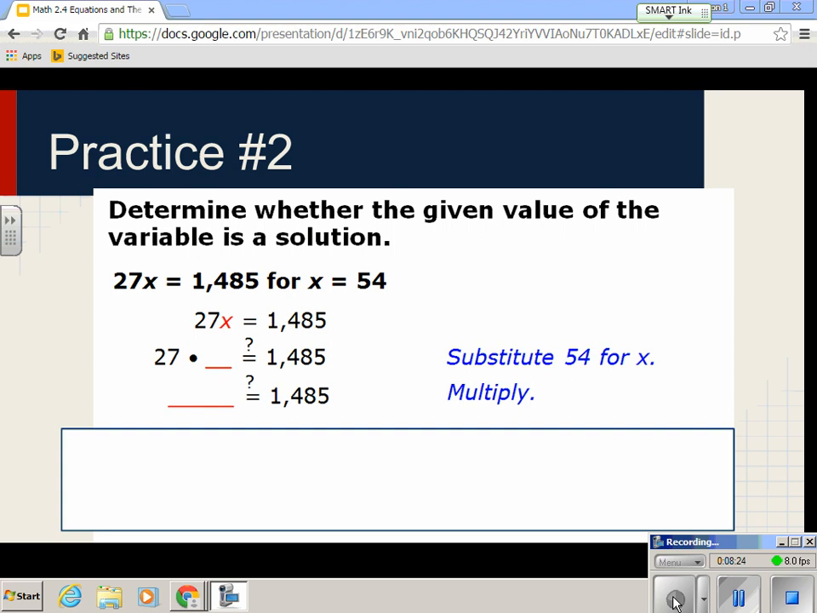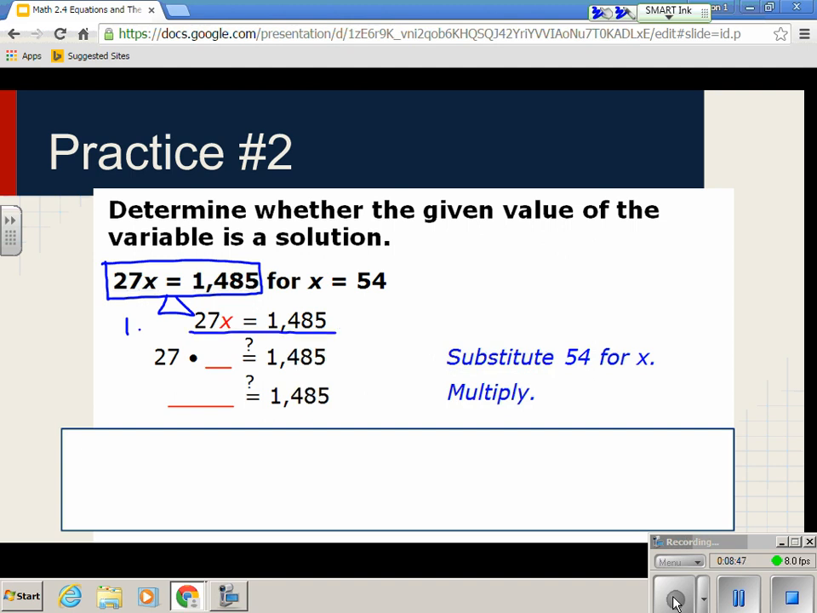So let's look at this problem now. We're going to be looking at 27x equals 1485, where x equals 54. Again, this is what we're solving for, and we're trying to see, is this going to balance or not? So remember, when you see an x or any variable right next to a number, that means multiply. So our first step, again, is to write down the problem. 27x equals 1485. Write this down with me.